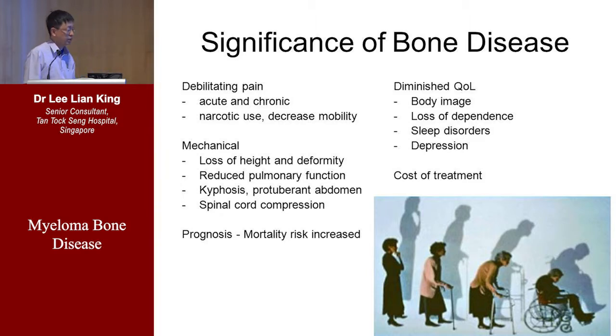And the mechanical effect is, as I mentioned, loss of height and deformity, and reduced pulmonary function if the vertebral column in the thorax is affected. The lung cannot expand so well, lung function is reduced, with kyphosis and protuberance of the abdomen. Kyphosis means the bend back. And in some situations, also spinal cord compression.